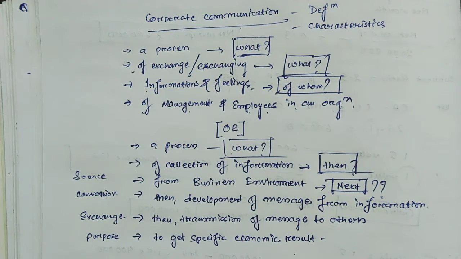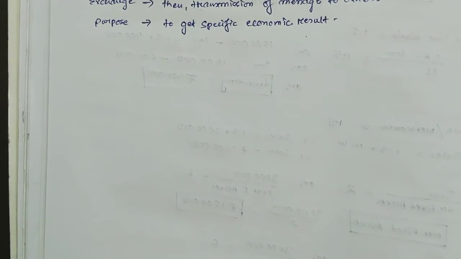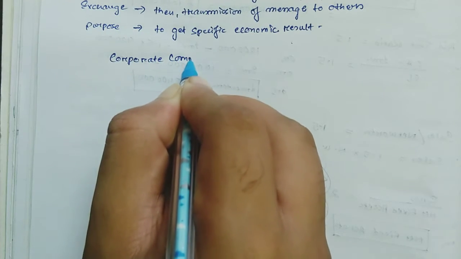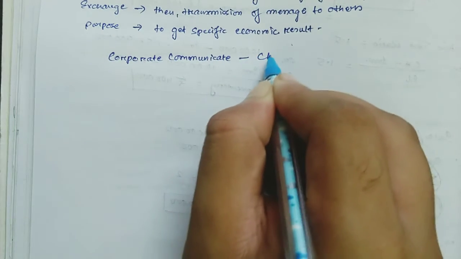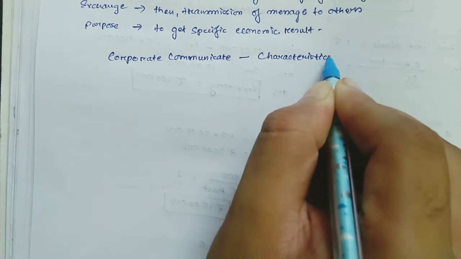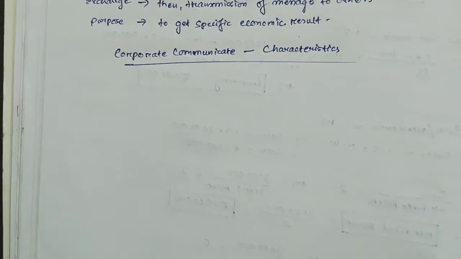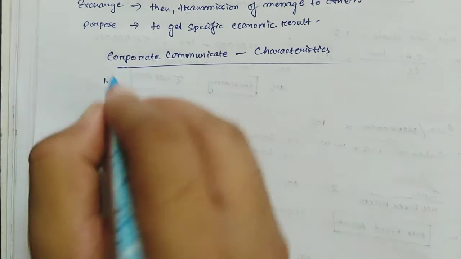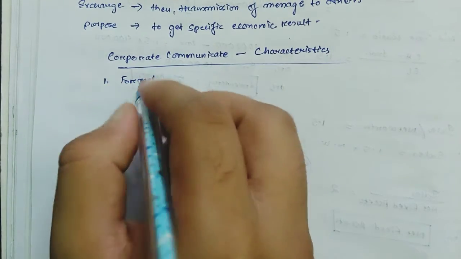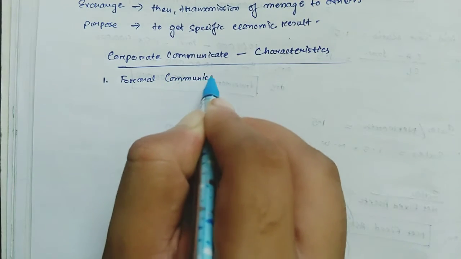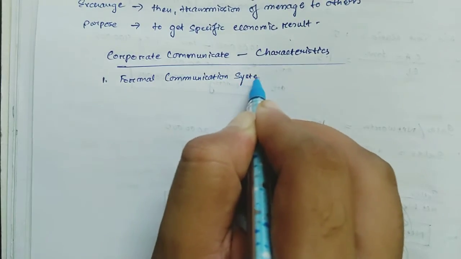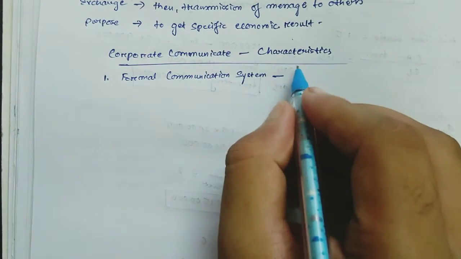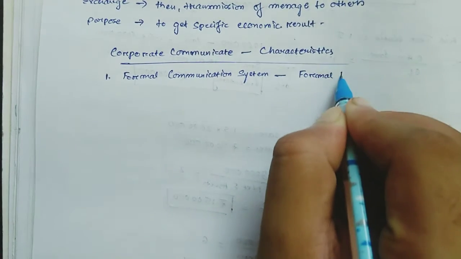Now we will move forward to the characteristics of corporate communication. So I'll write down here corporate communication characteristics. Okay, so now what are the characteristics of corporate communication? First of all, it is a formal communication system. Okay, so all the communication that happens basically starts or happens, and they are formal in nature.